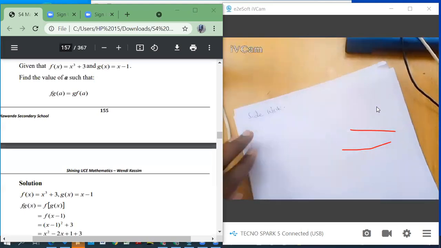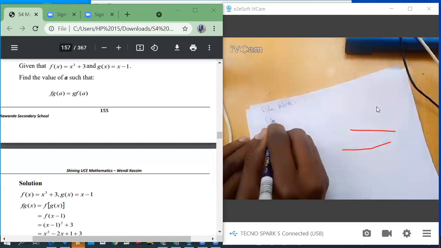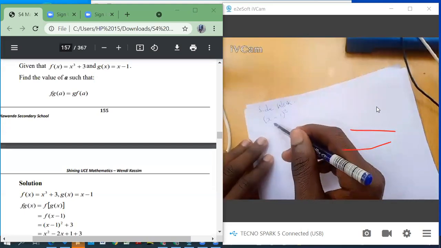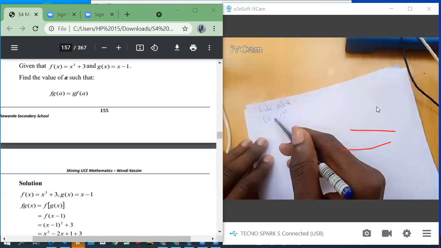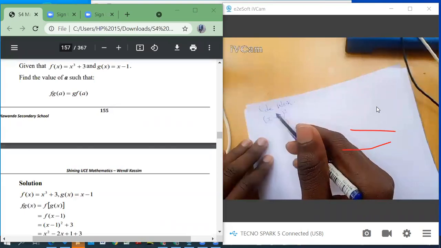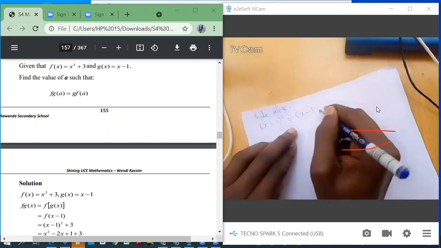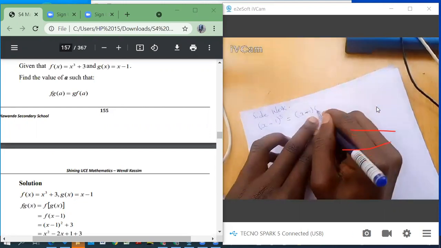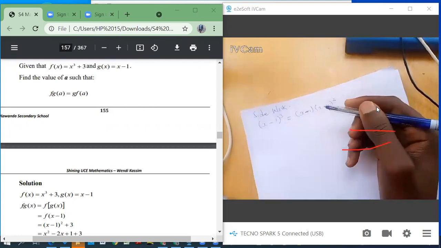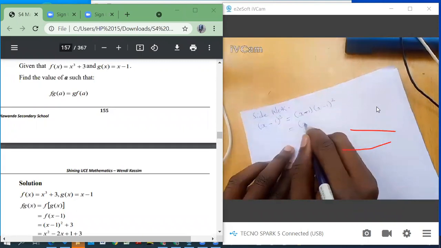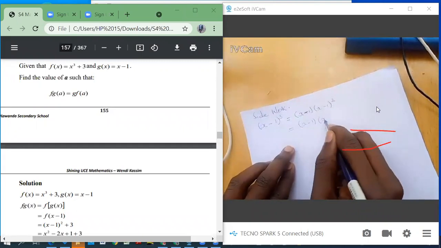Yes, teacher. We want to expand x minus 1 cubed. What does that mean? It means we have to multiply the brackets how many times? 3 times. We have to multiply that 3 times. So it is the same as x minus 1 into x minus 1 squared. So we now have x minus 1 into x minus 1 squared.